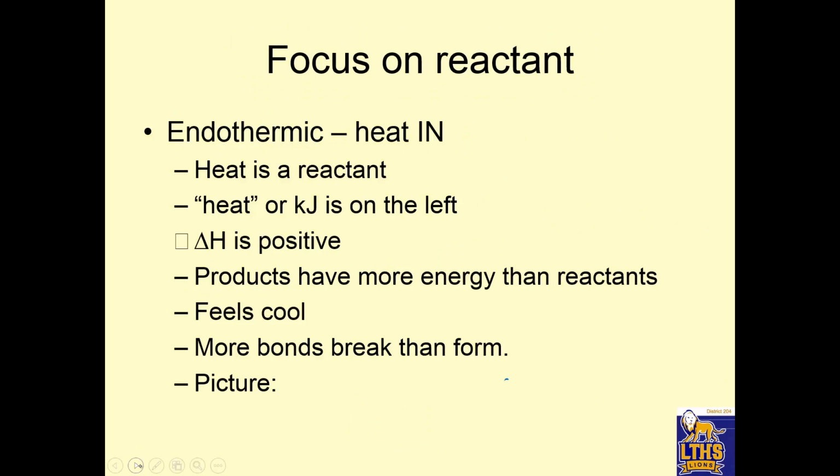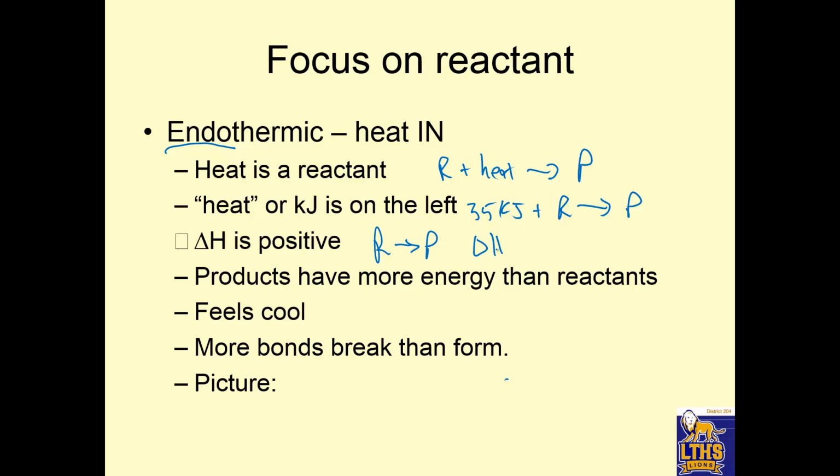So focus on the reactant. Endothermic, the prefix endo means in, so heat is on the inside. So heat is a reactant. So I'd have reactants plus heat equals products. Heat or kilojoules is on the left. Or I can say 35 kilojoules plus my reactants yields products. Delta H is positive. Or I can have reactants yield products, delta H equals positive 123 kilojoules.